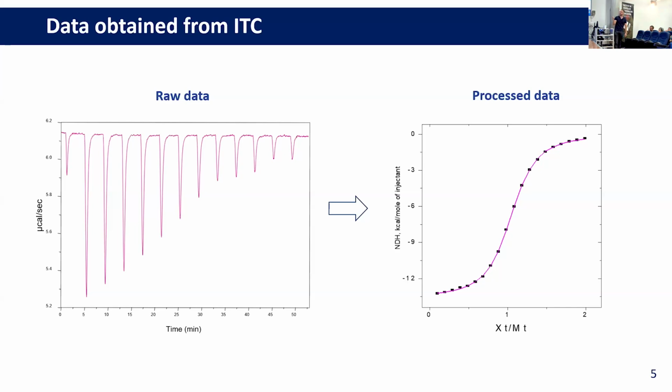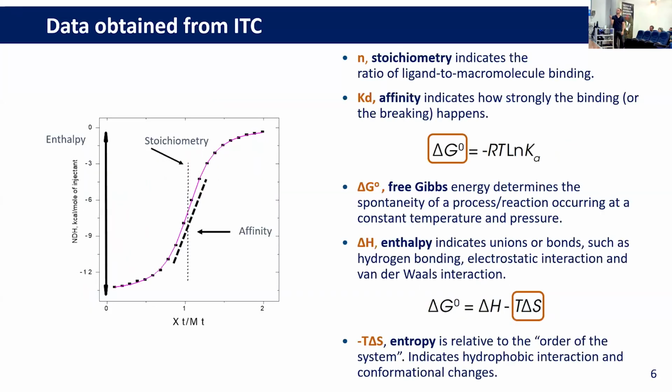And we can extract some different information from this plot, such as the stoichiometry of the reaction, the affinity, or the enthalpy of the reaction. Let's go a bit in depth into this. So as you know, the stoichiometry indicates the ratio of ligand to macromolecule in the binding. And we can know it because it's the inflection point in the sigmoid curve. Also, the slope of the central part gives us the affinity, or how strong both molecules are bound together.